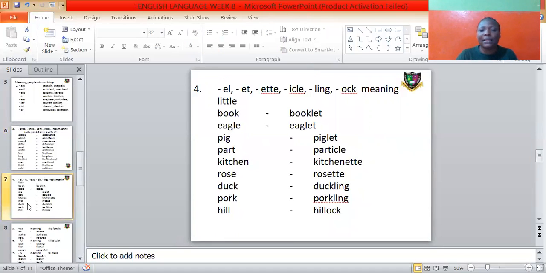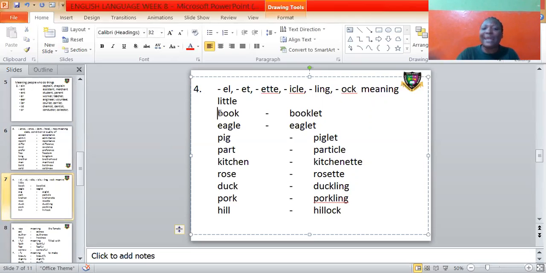We have EL, ET, ETT, ICLE, LING, OCK, meaning little. Like we have book, by the time you put LET, it becomes booklet. Eagle, the small baby of an eagle is an eaglet. We have pig, piglet, kitchen, kitchenette, rose, rosette, duck, duckling, pork, porkling, eel, eelock.